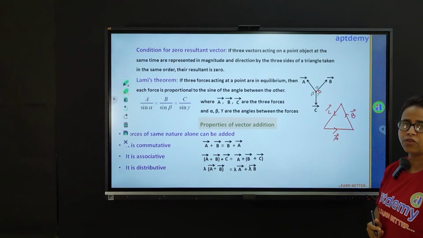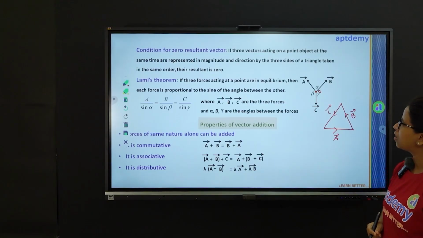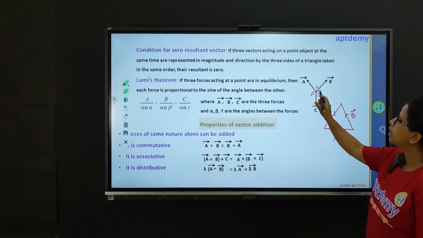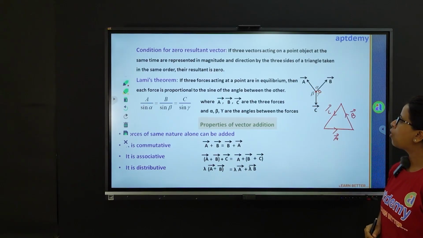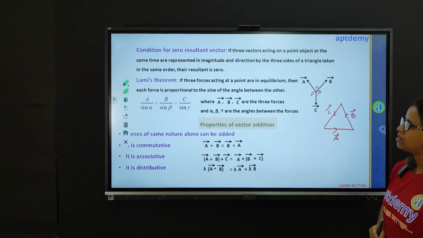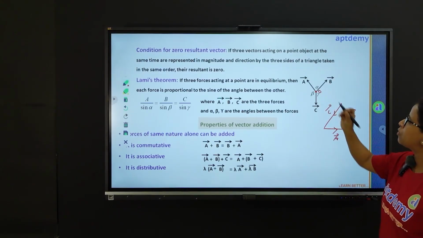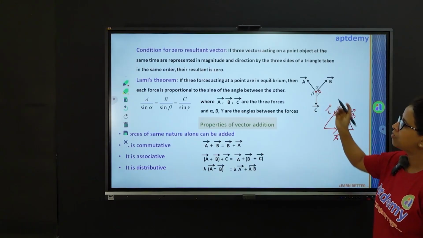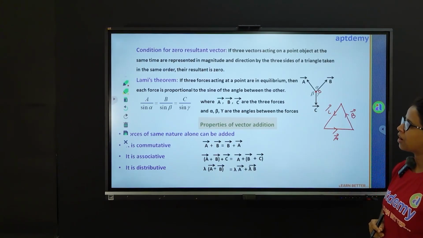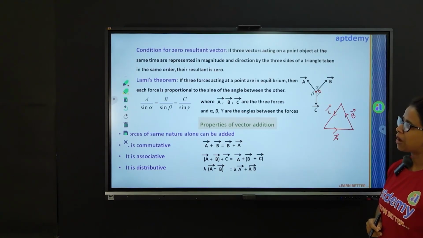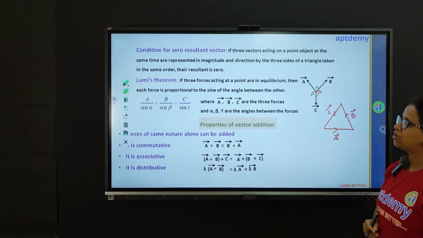So let's have a look at the formula. A by sine alpha. Now note, we are considering vector A. Now we have to see the angle made with the other vectors. So what is the angle made with the other two vectors? That's alpha. So A by sine alpha is equal to B by sine beta is equal to C by sine gamma. So these three ratios are equal.